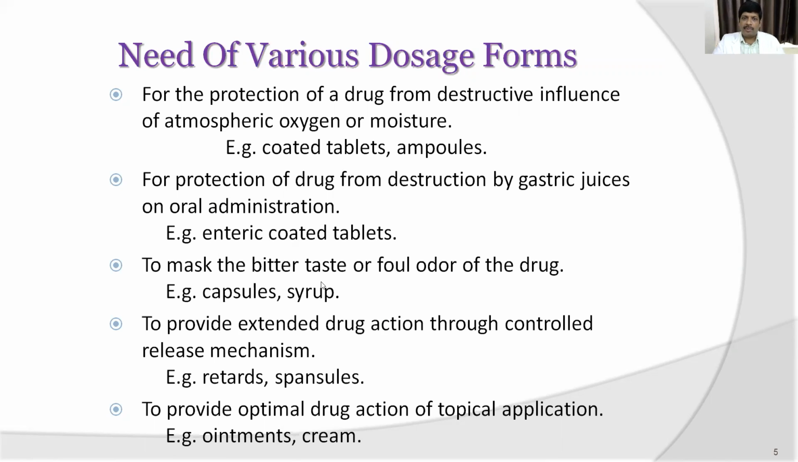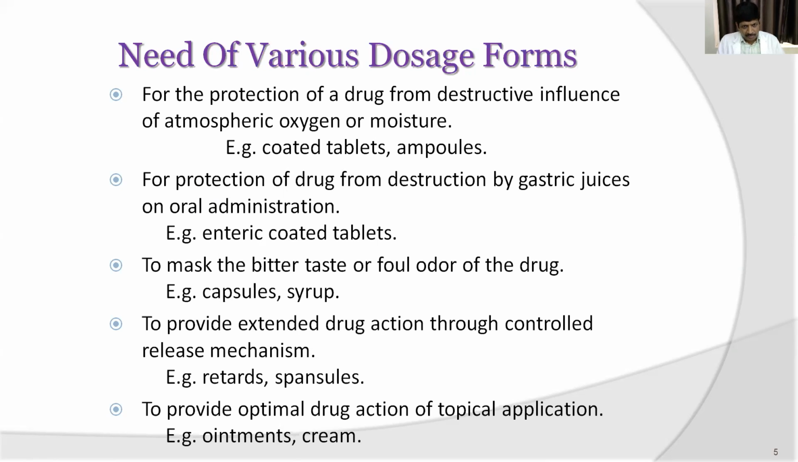Then we have the protection of the drug from destruction by gastric juice on oral administration. This is a very important reason for having more dosage forms. See, gastric juice is a very strong secretion in our body, and it can destroy many things. If we want some drug to act on the intestine or get absorbed from the intestine, then there is every possibility that the drug would be destroyed in the gastric juice in the stomach itself. It will not be able to reach the intestine.